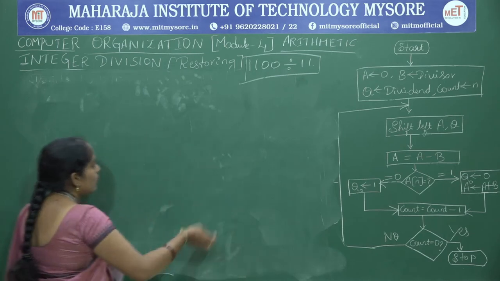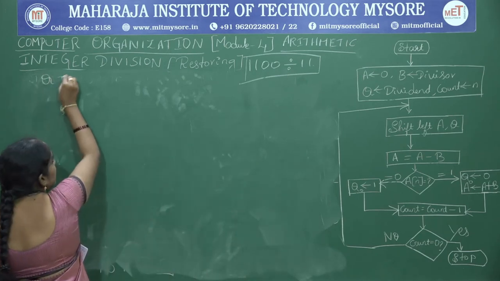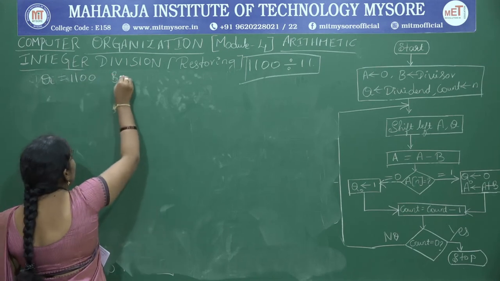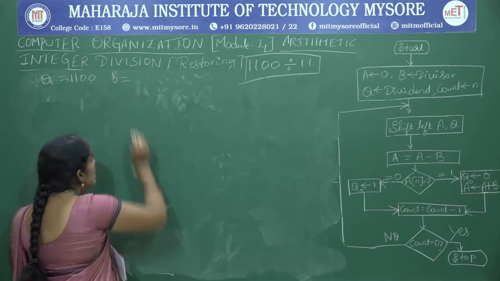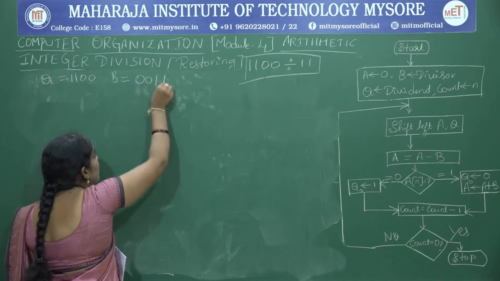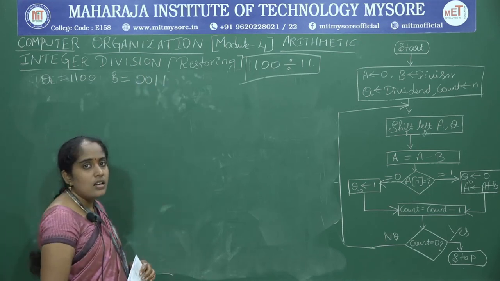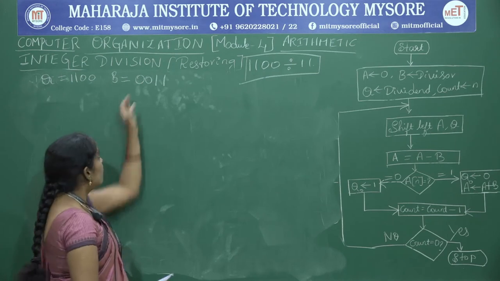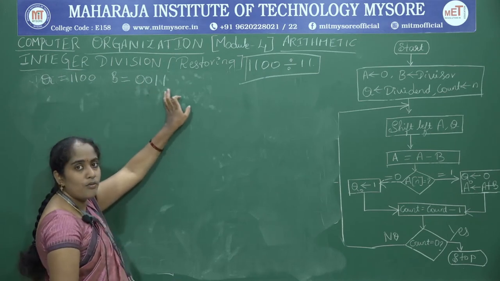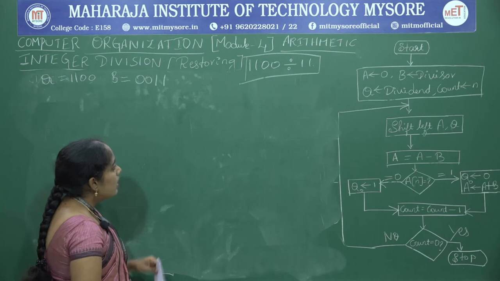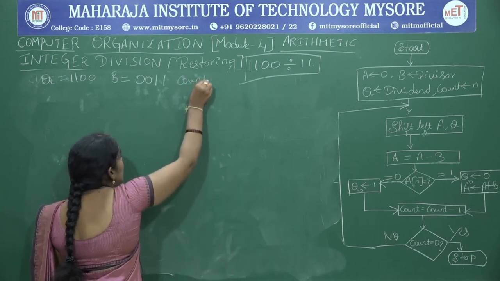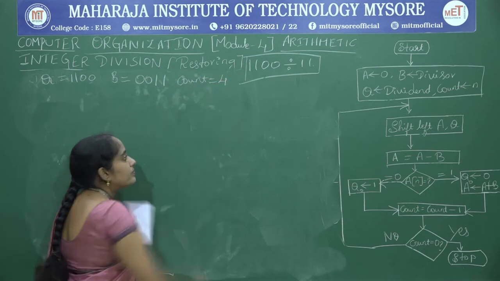Okay. So what is the Q value here? Q is equal to 1100. Okay. So what is the B value? B value will contain 0011. Okay. So here we are not extending the sign bit. We are adding 0 at the left side. So B is equal to 0011. Okay. So the next is the N value or count value. Count is equal to 4.